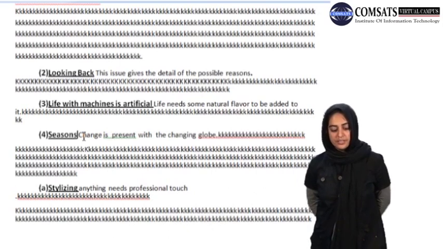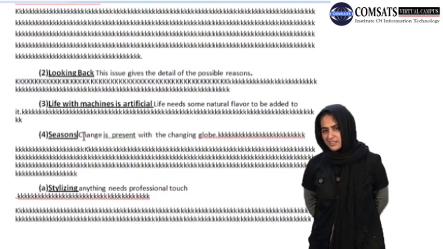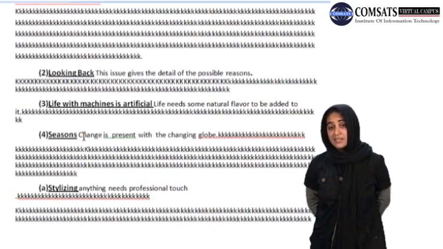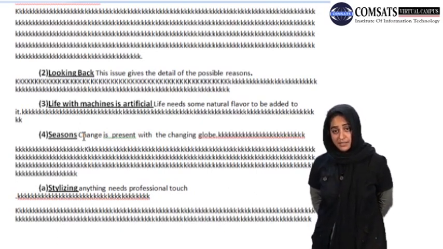So the adjacent heading above this heading was life with machines is artificial, and you labeled it with bracketed rounded number 3. So here you will be labeling this heading seasons with bracketed rounded number 4, as per the rules of labeling the fourth degree headings through letter numeral combination style of labeling the headings.